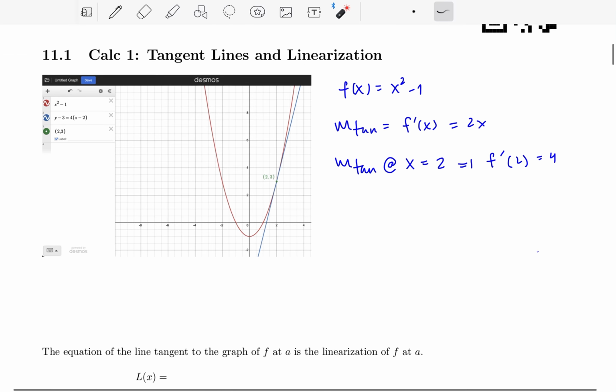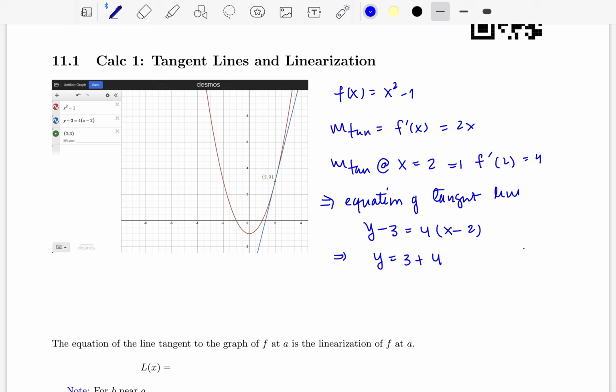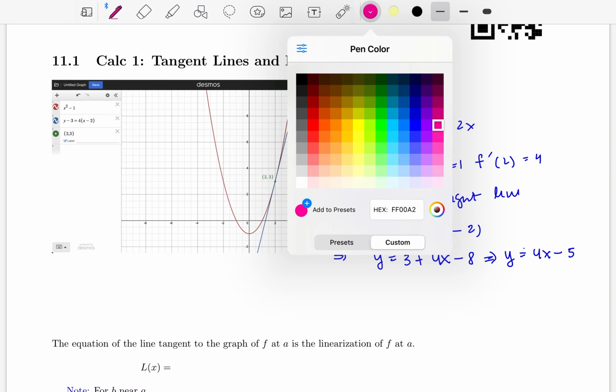So what I mean is, given the information I have, I know that the equation of the tangent line is just equal to y minus y1, which is 3 in this case. It's equal to the slope, which is 4, times x minus the x value, which is 2. And I get that y is equal to 3 plus 4x minus 8. I simplify this and I get that y is equal to 4x minus 5.